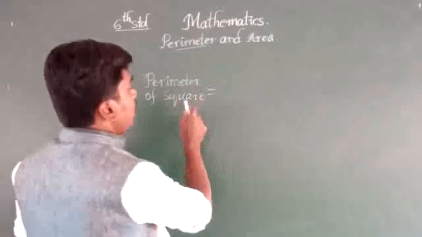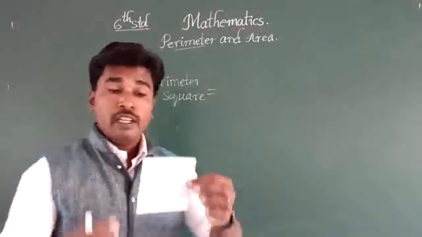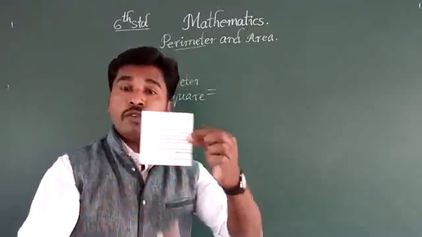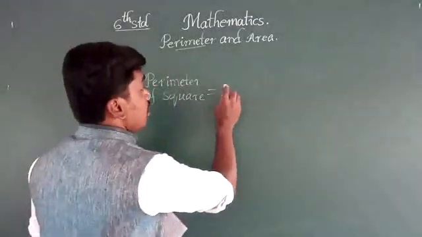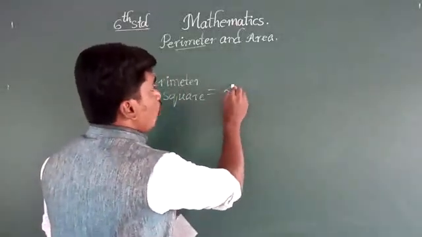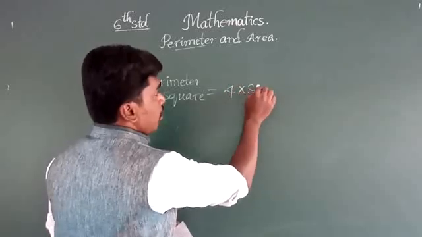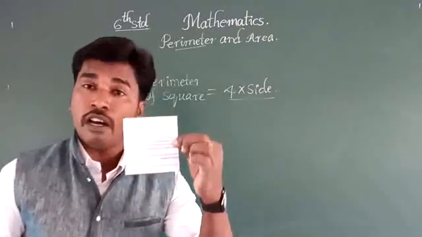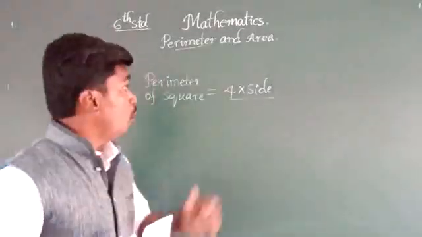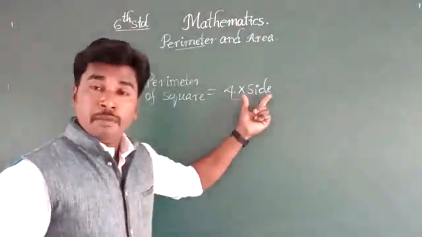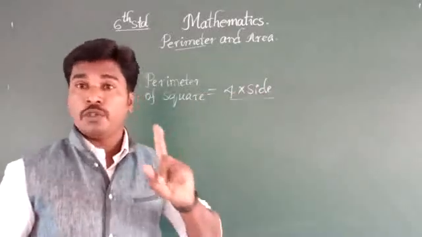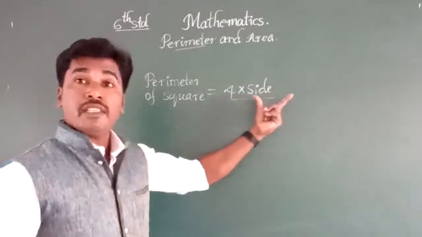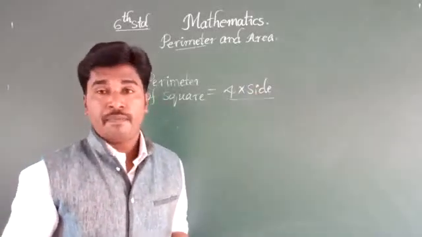Then what is the perimeter of a square? If you add 1 side plus 2 side, 3 side, 4 side, it is 4 times the side. So this is the formula to find the perimeter of a square: 4 times its side, because all sides are equal in a square. So the perimeter of a square is 4 times its side.